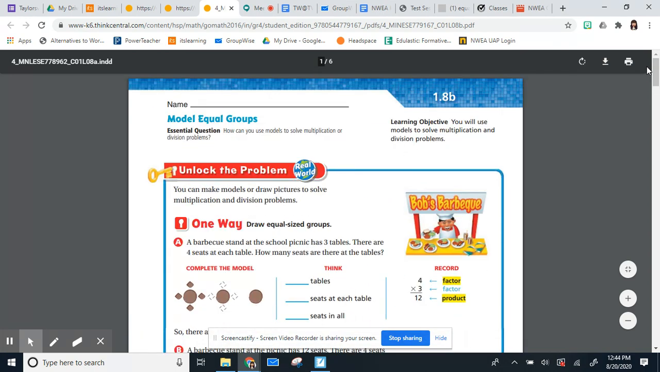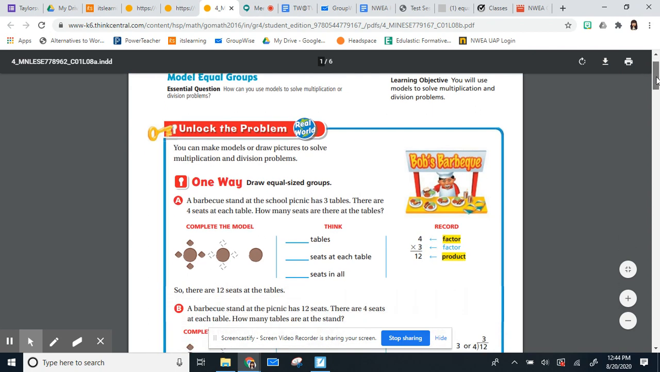All right, so we are learning another multiplication and division strategy. It is called equal groups. So let's look at unlock the problem first.